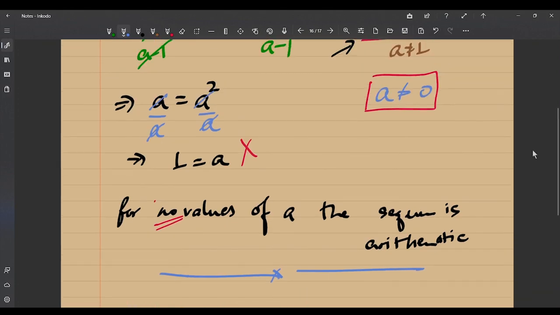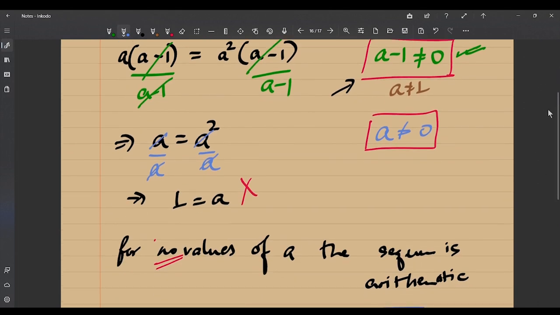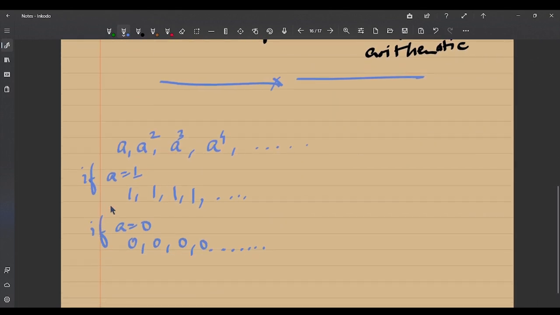If I had concluded this is not an arithmetic sequence for all real numbers, then my statement would have been false, because this actually is an arithmetic sequence. The common difference is 0 in this case. It's a constant sequence. Also, this is an arithmetic sequence. So I just wanted to clarify that.